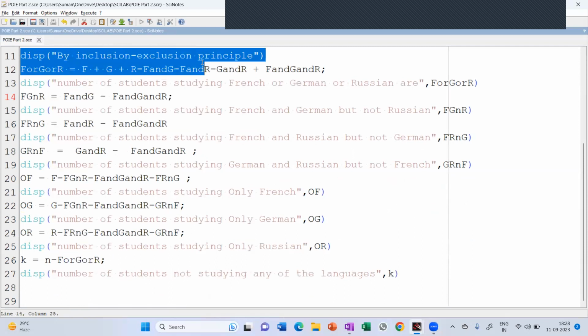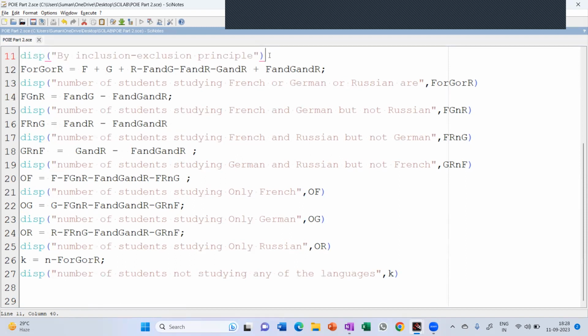This line will display whatever you have written within double quotes, that is, by inclusion-exclusion principle. The first question was, how many students have taken French or German or Russian? So for that, I have used the variable F or G or R, which stands for the students who have taken either French or German or Russian.